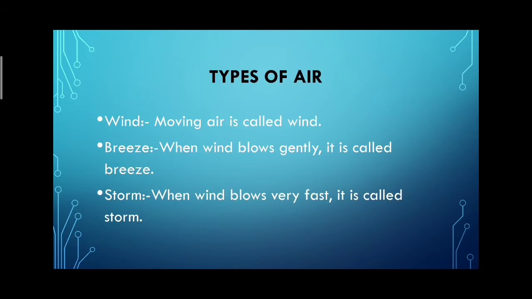Now let us learn the different types of air. Wind. Wind is nothing but moving air. Okay, moving air is called wind. Breeze. When wind blows gently, it is called breeze. Storm. When wind blows very fast, it is called storm. It usually comes with thunder, lightning and rain and blows things away.